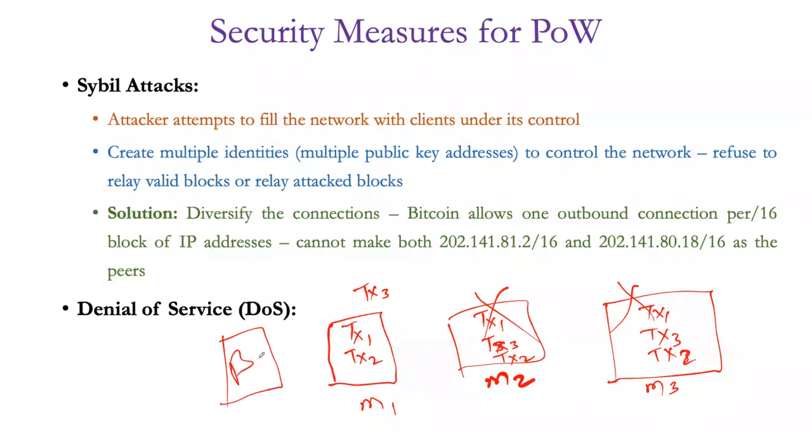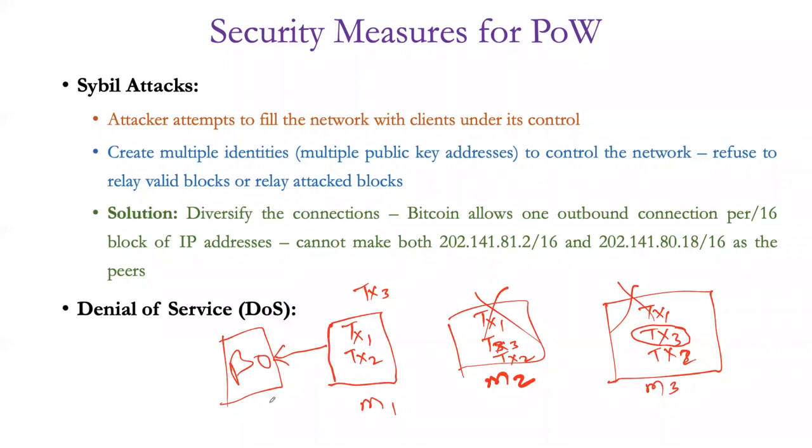Suppose the previous block is B0, and miner 1's block is added to it. Though miner 3's transaction is valid, it is not included by miner 1, and miner 1's block is elected to be added to the blockchain. In that case, miner 1 is intentionally denying service to miner 3, because miner 1 doesn't like to give service to miner 3. So that is denial of service. There is a possibility of this.